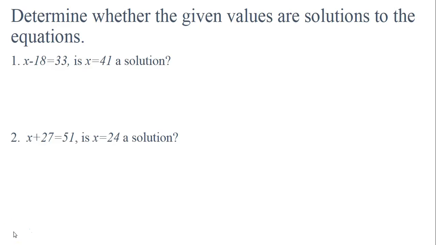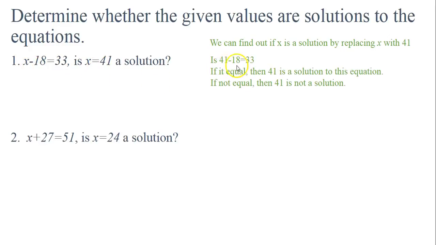I'm going to determine whether the given values are solutions to the equations. In the first one, I have x minus 18 is equal to 33. Is x equals 41 a solution? So, just like in the last one, we can find out if x is a solution by replacing x with 41. When I replace this x here with 41, we will have 41 minus 18. Now, if 41 minus 18 is equal to 33, then 41 is a solution of this equation. And if not, 41 is just not a solution.